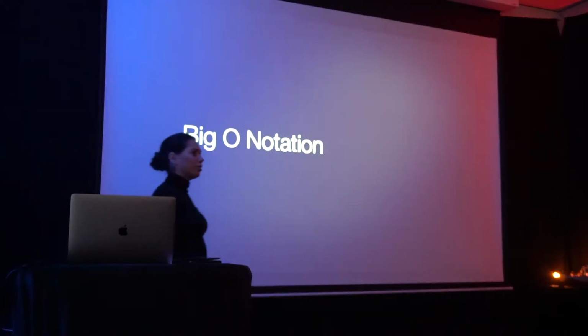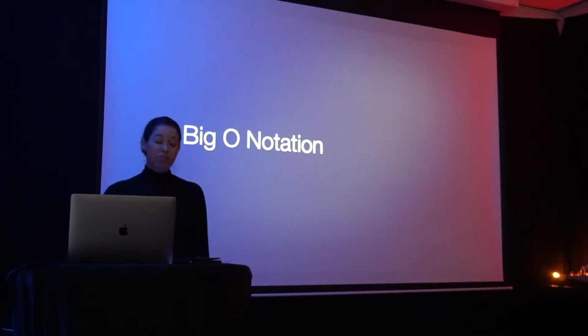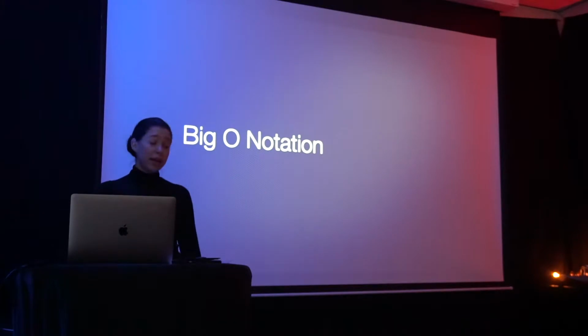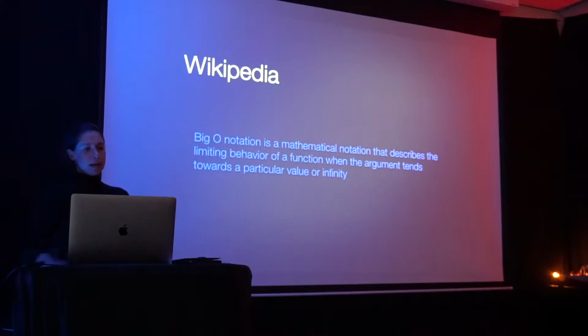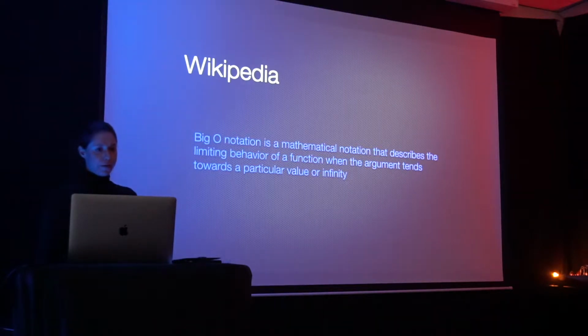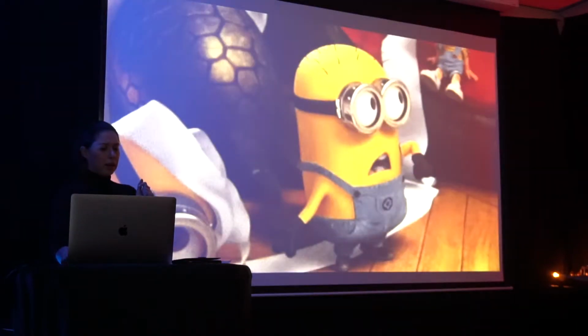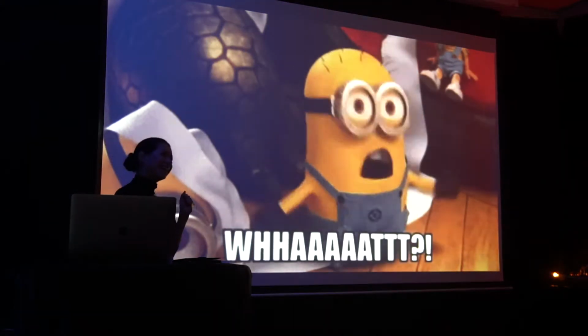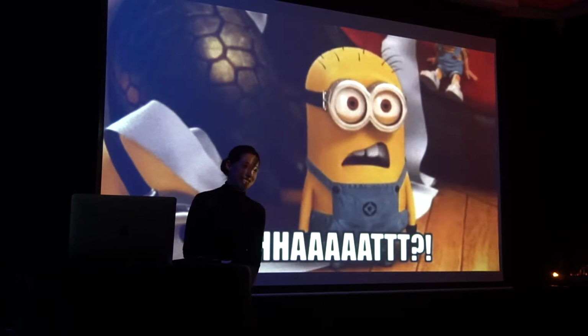But the next question: what is big O notation? Let's ask Wikipedia. Wikipedia knows everything. And Wikipedia tells us that big O notation is a mathematical notation that describes the limiting behavior of a function when the argument tends towards a particular value or infinity. What? No, it's really nice, but yeah, what is that?